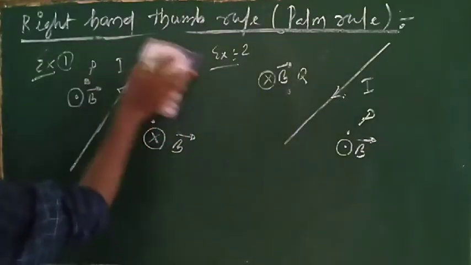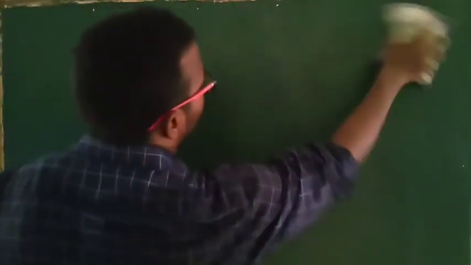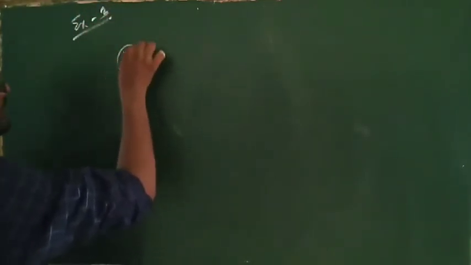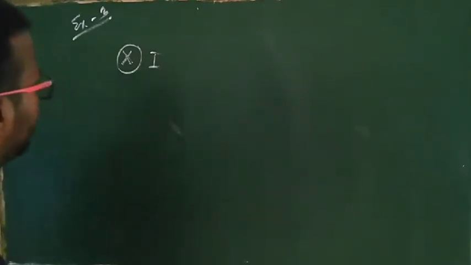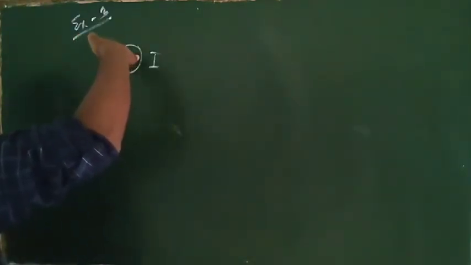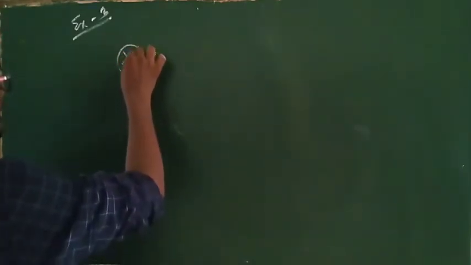Clear? Next example, another example. Suppose example 3, this is the direction of current. What does it mean? It means the direction of current is inward and perpendicular to this board. Clear? This is the symbol of inward direction.